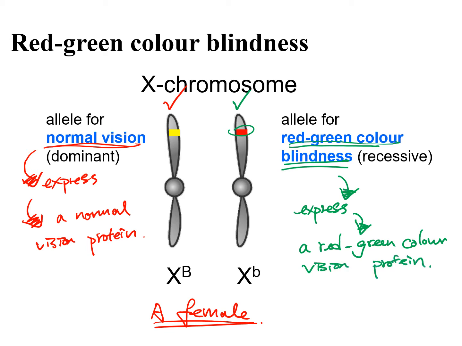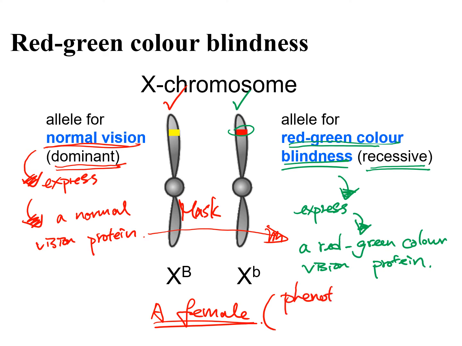But now take a look at whether this protein is dominant or recessive. The normal vision has a dominant allele. Therefore, this protein produced is going to be very expressive and mask the recessive allele for red-green color blindness. Therefore, this female on this slide, with one normal vision allele and one red-green color blindness allele, is going to, at the end, still have the phenotype of normal vision.